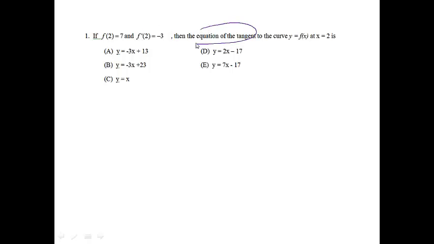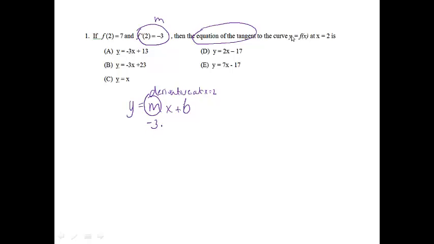Okay, equation of a tangent, which is going to be y equals mx plus b. I know to get the m, it's going to be the derivative, and the derivative at x equals 2. And you'll notice they told me what the derivative was at x equals 2. So that gets to be my m. So m is going to be negative 3.